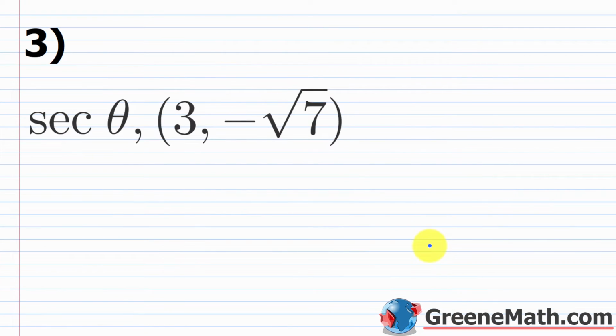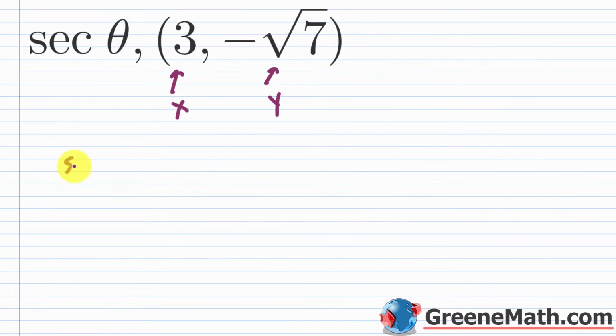Okay, for problem number 3, now we are asked to find the secant of theta given the point where the x value is 3 and the y value is negative square root of 7. We know that the secant of theta is the reciprocal of the cosine of theta. So the cosine of theta is x over r. With the secant of theta, it's r over x. So r over x, again, x is not allowed to be equal to 0. Here, x is going to be 3, so I'm just going to plug that in. And once again, we just need to figure out what is the r value.